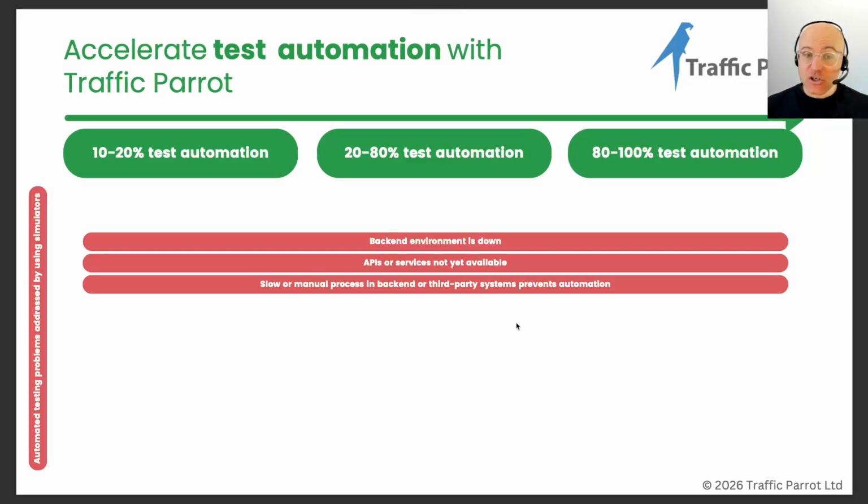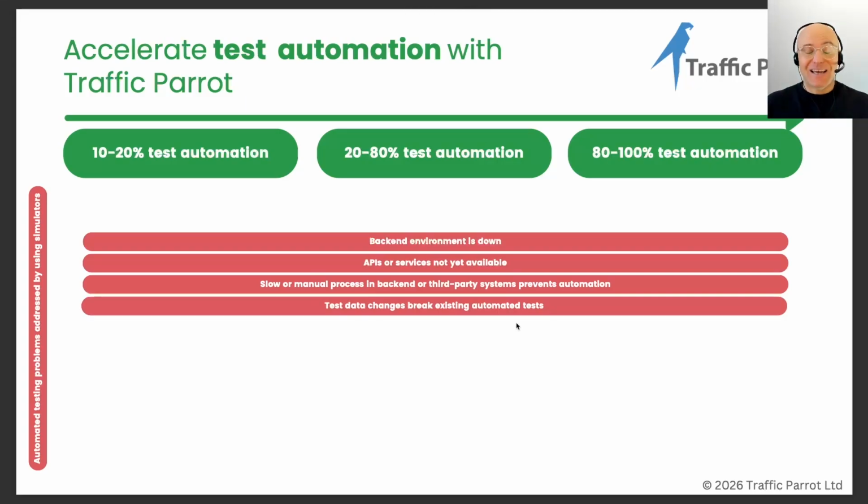You might see issues like slow manual processes in backend or third-party systems that prevent automation. So we've got clients where certain processes, when you send a request, take 2 days to come back, okay? So how do you run your automated tests in that case? You can't wait for 2 days for these tests to pass. So what you do instead is simulate those services with Traffic Parrot, and what you get is immediate responses in milliseconds instead of days or hours.